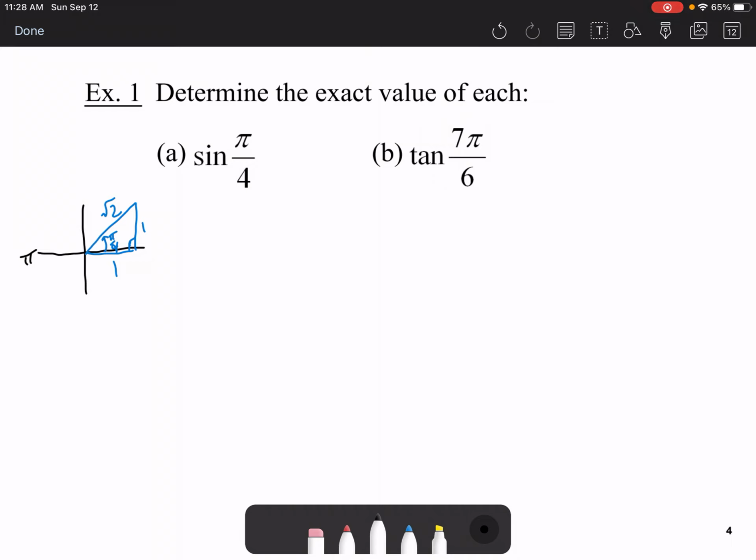Well, sine, according to SOHCAHTOA, is given by the opposite, which in this case is the value 1, over the hypotenuse, which is the value square root of 2. Now, some textbooks, some teachers, some professors prefer you to write it so that the denominator does not have a square root. Personally, I don't mind, but what you can do is multiply this by the square root of 2 over the square root of 2 so that you can cancel the square root of 2 in the denominator. It becomes 2, and the numerator is just square root of 2. Okay, so let's try the next one.